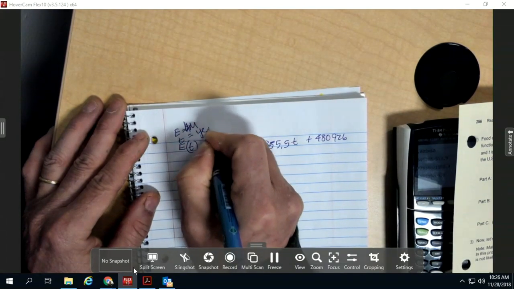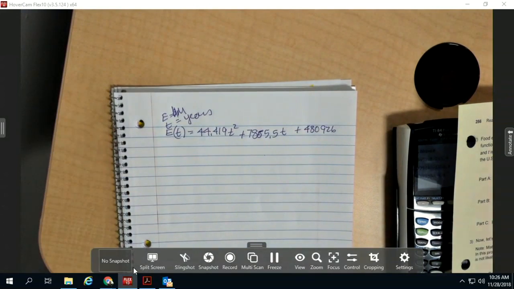T is in years. So in 1988, the United States spent $480,926,000,000 on food. How do I know that? Because T equals 0, right? What happens to the first part of our polynomial when T is 0? It becomes 0, right? The second part also becomes 0, so all we're left with for 1988 is that amount.